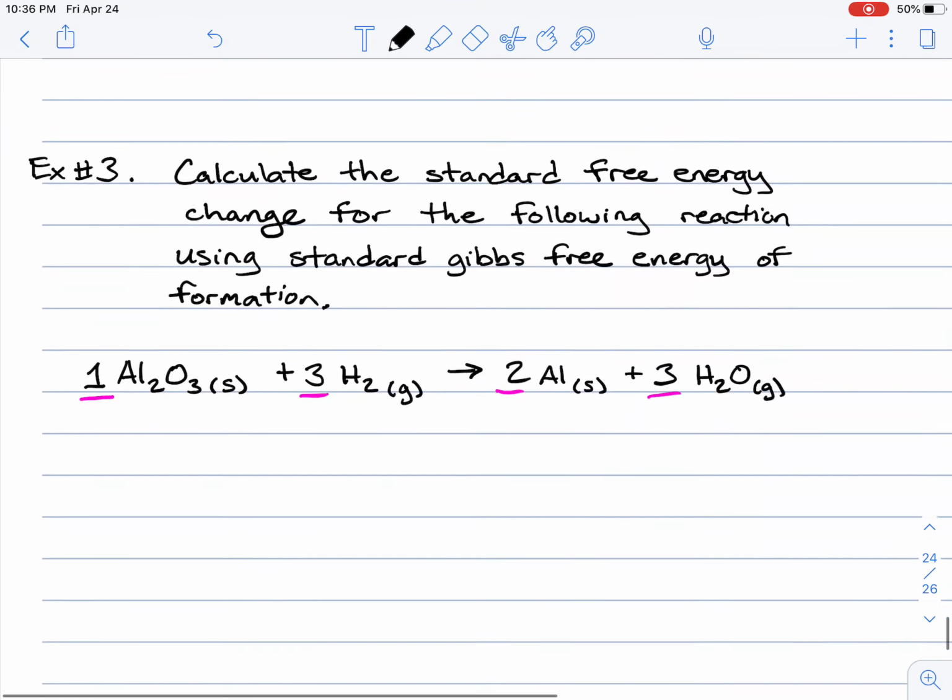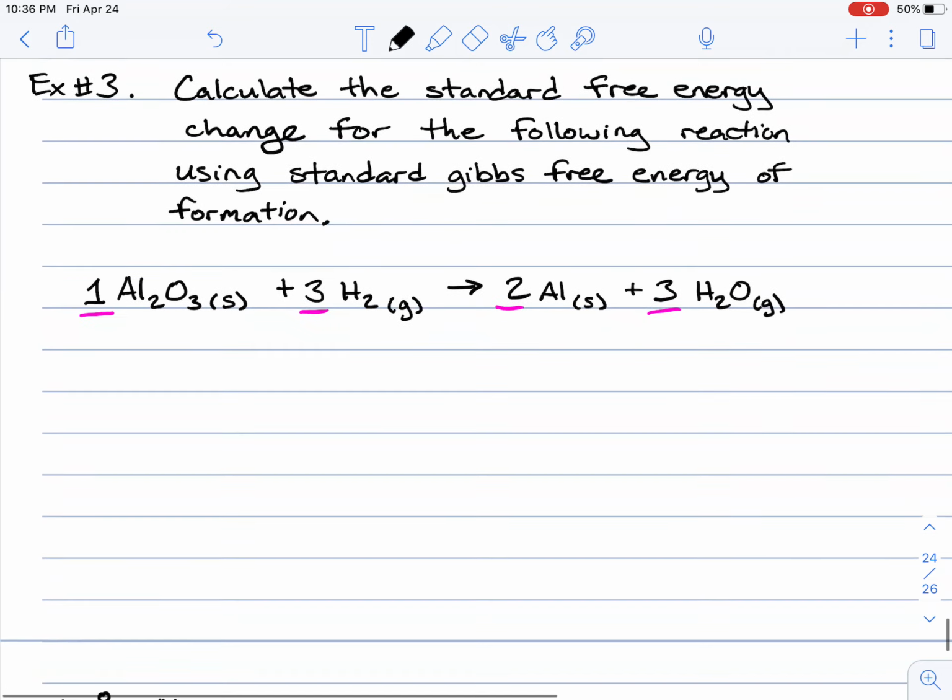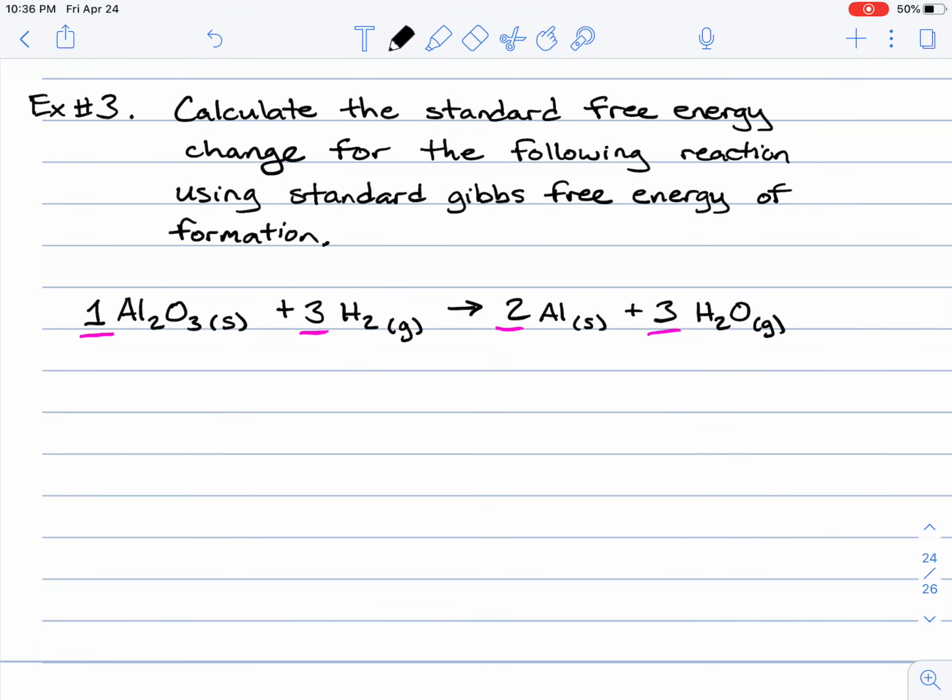We're going to do one more problem here. We're going to calculate the standard free energy change for the following reaction using standard Gibbs free energy of formation. We're going to calculate the standard Gibbs free energy of this reaction, but we're going to do it using the Gibbs free energy of formation rather than enthalpy and entropy.